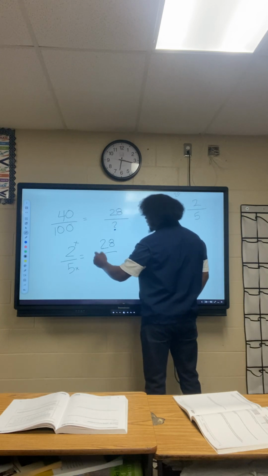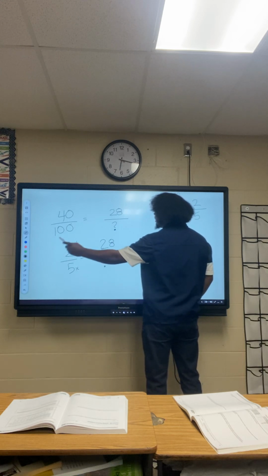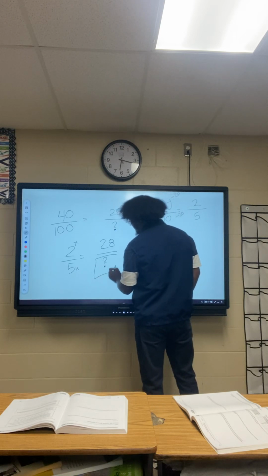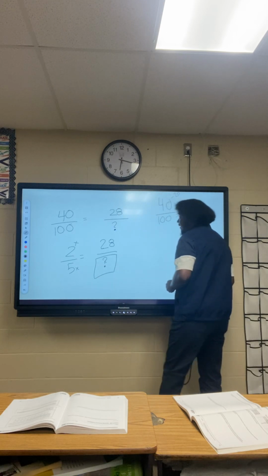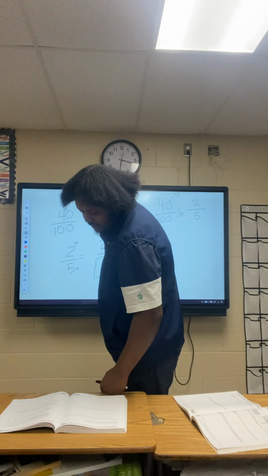So what can you multiply 2 by to get 28? And remember, when working with fractions, whatever you do to the top, you have to do to the bottom, okay? And that's going to give you your answer here. And then you need a complete sentence, okay? All right. Now I'm going to set up number 2 for you.